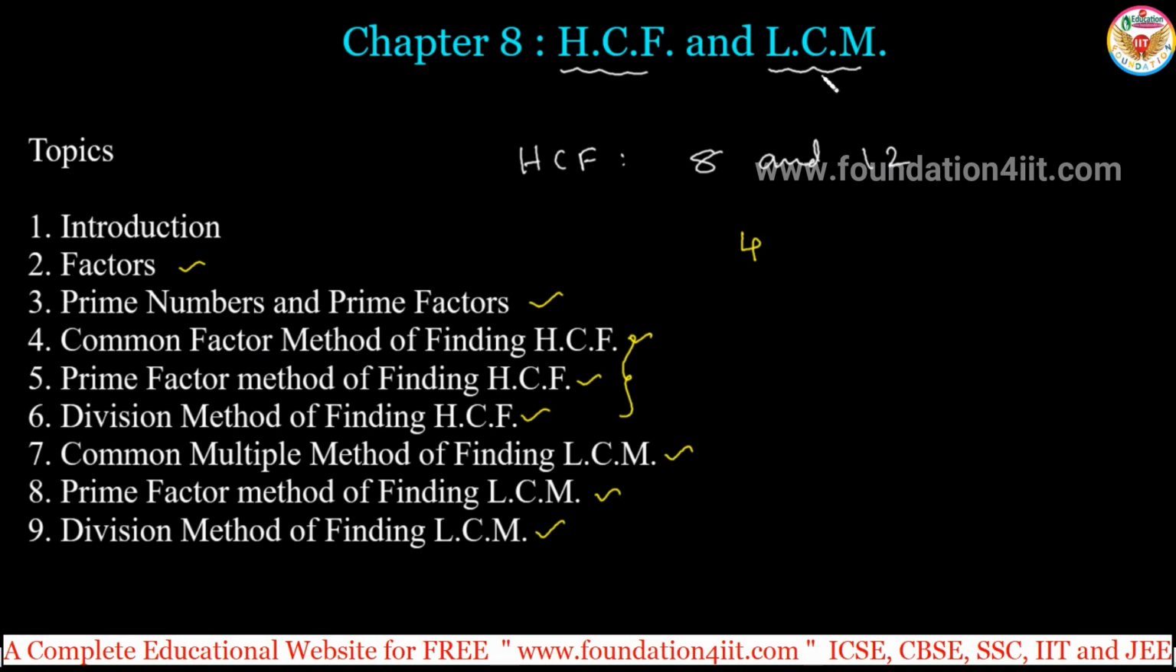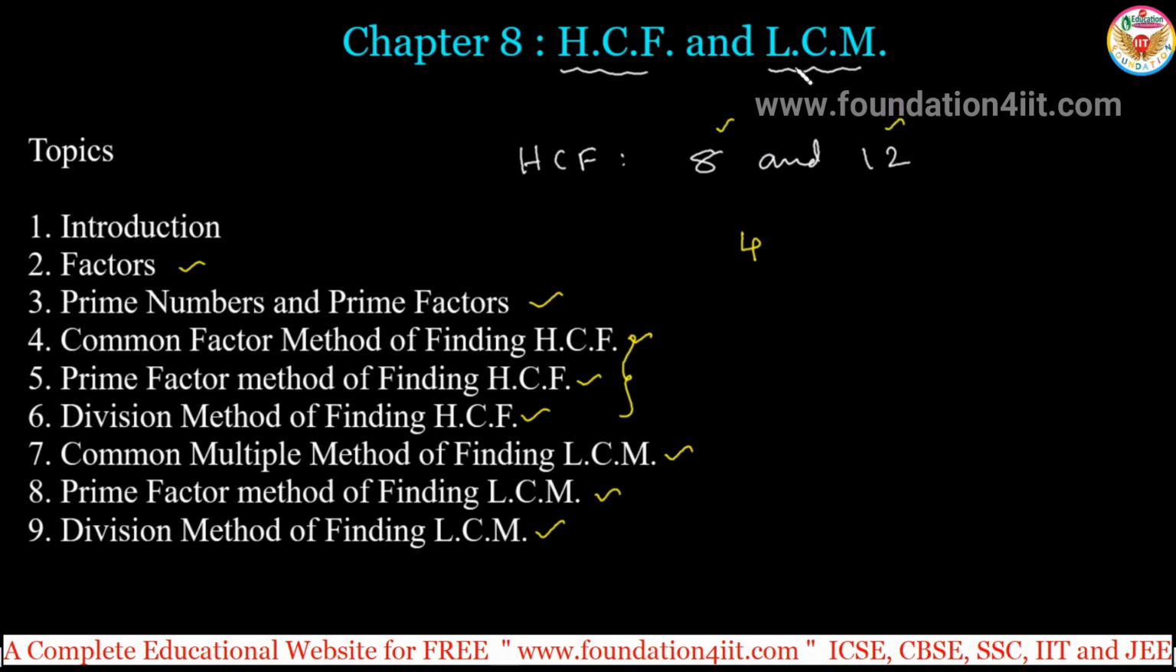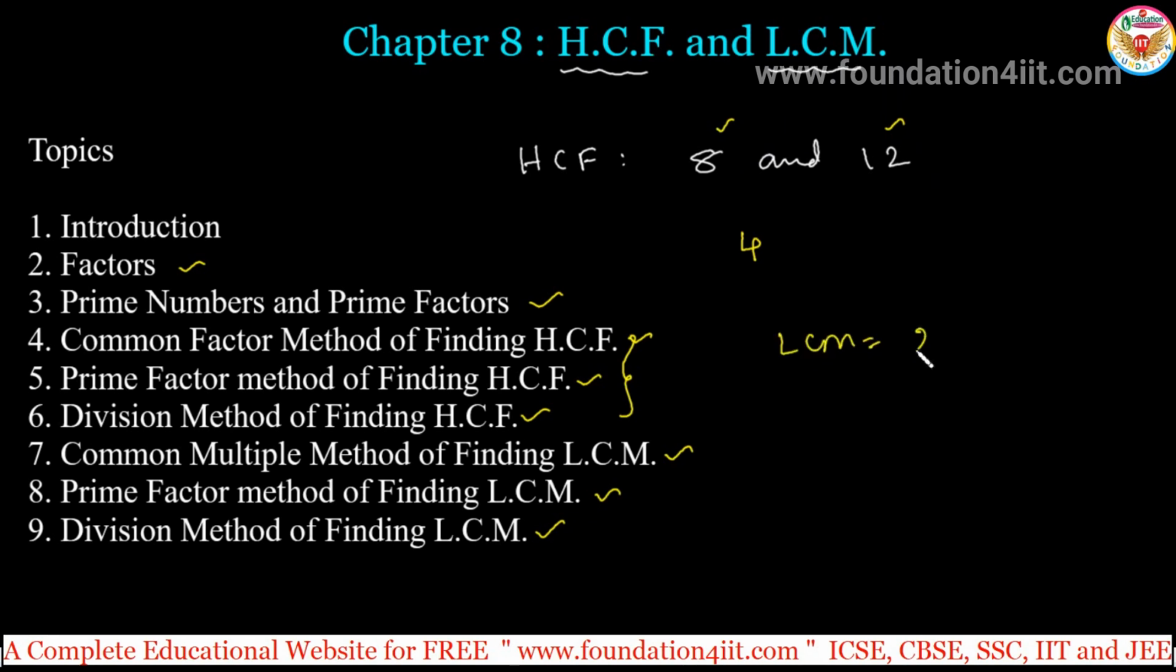Next, LCM is the least common multiple, or lowest common multiple. For 8 and 12, we have the multiples. The 8 table gives 16, 24, and these are also multiples of 12. The least common one is 24. So the LCM of 8 and 12 is 24. We'll see all of these things topic-wise, clearly, one by one.